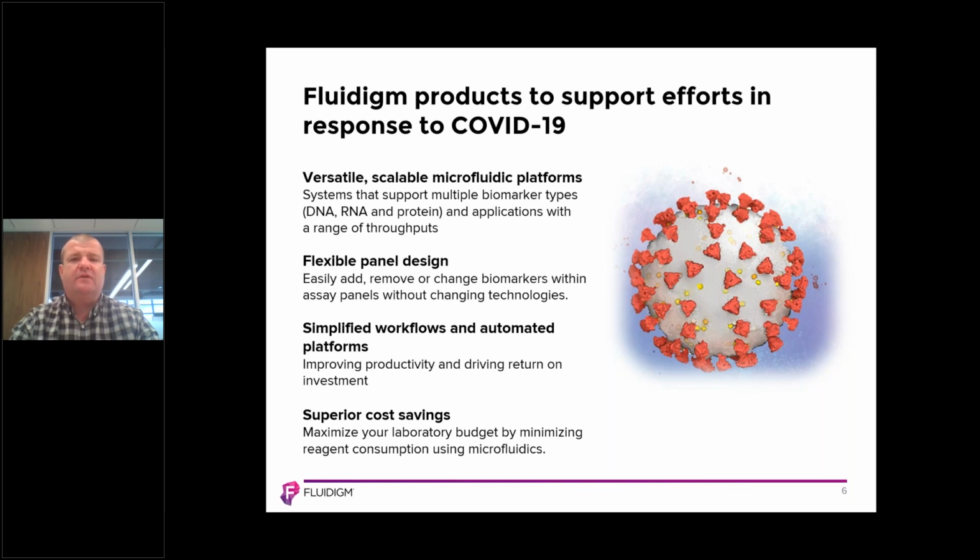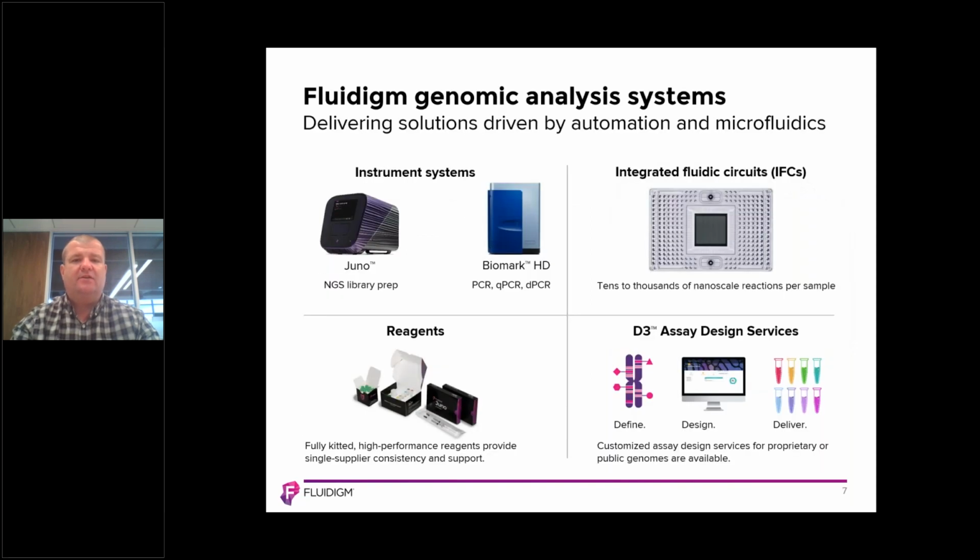In last week's presentation, we covered how the microfluidics systems, the IFCs, the integrated fluidic circuits, the reagents, and the designed assays all came together. And we showcased that across all of our different microfluidics offerings. Today, we want to refine that right down to just focusing on pathogen detection and viral detection. So in doing so, let's take a look at our 4-blocker again. Our 4-blocker from the last presentation was really that Fluidigm genomic analysis systems deliver solutions for automation and microfluidics.